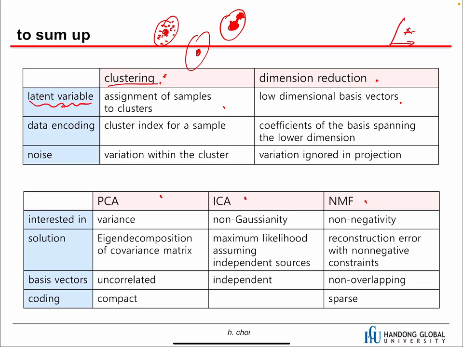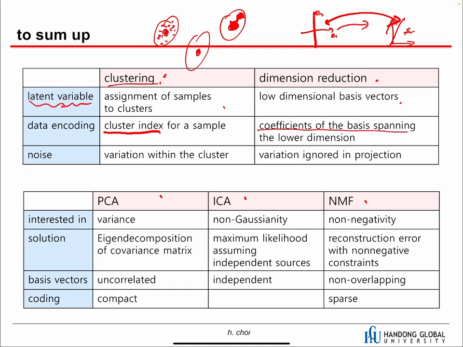And in dimension reduction, we have a low-dimensional space, and from the low-dimensional space, we generate the high-dimensional space. In PCA, these are the eigenvectors, E1 and E2, and we have coefficients here. And then from this, we generate the high-dimensional space. So basically, from the generative perspective, we use this latent variable to generate the samples. When we compress or encode the data, we just use a cluster index for a sample, or we can use the coefficients of the basis spanning the lower-dimensional space.